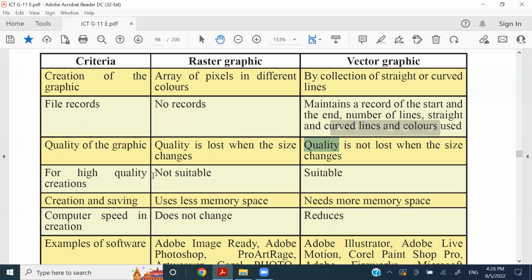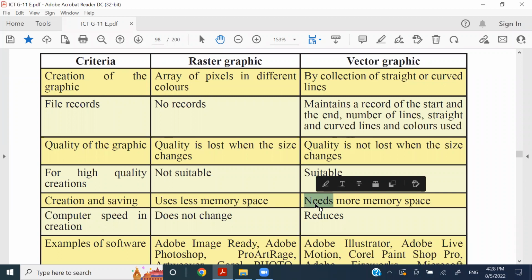And for high quality creations, like the banners and the big ones that you can see on the road, raster graphics are not good, right? It's vector graphics that they follow. Raster graphics, again, I told you, are less in capacity. That means they use less memory, right? And vector graphics need a bigger memory capacity.